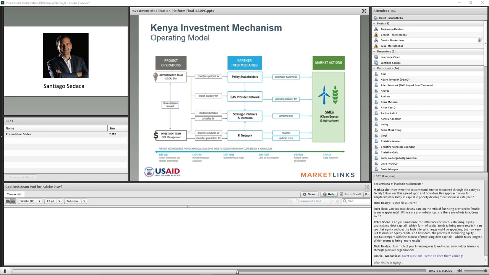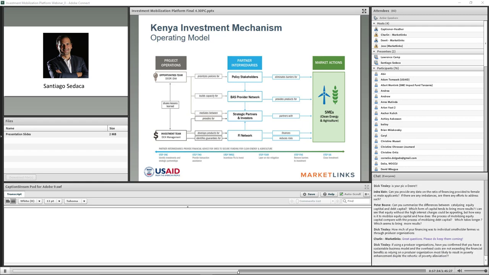And, of course, we'll also do assessments of the BAS market or the consulting market. We'll ask how many consulting firms exist. Who are they targeting as customers? How much are they charging? So based on our sense of the quality of the ecosystem that exists in country, then we design a program and a team according to what we find.